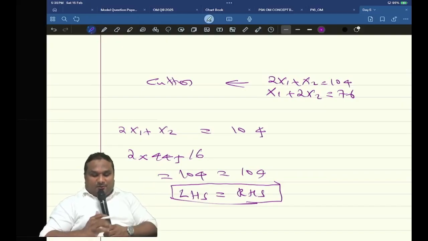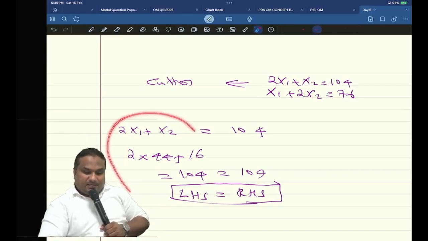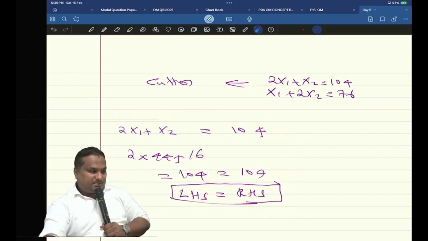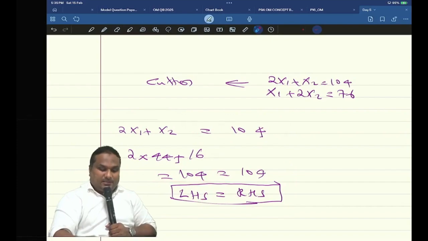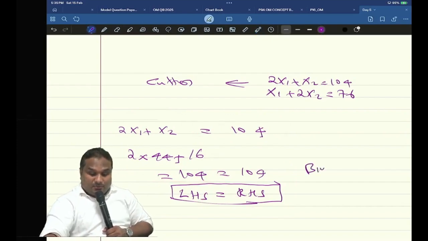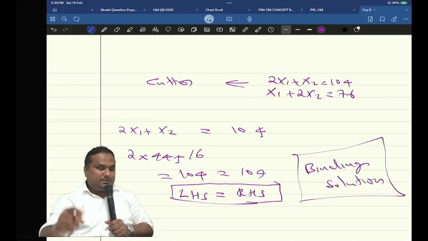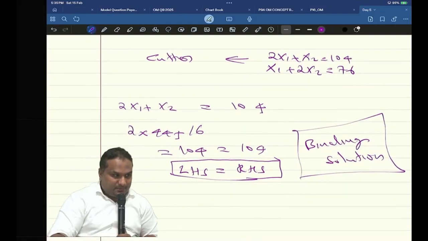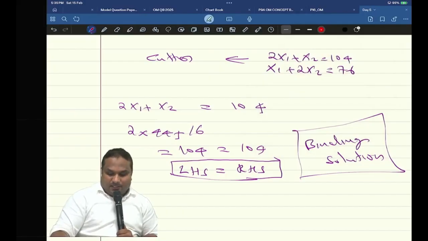Understood? Now, if the left hand side of the constraint is equal to the right hand side of the constraint, that means out of 104, if you utilize it fully, it is called a binding solution. What is that? Binding solution. This is called a binding solution. That means all the resources are fully utilized. Now let's take x1 plus 2x2 equal to 76.